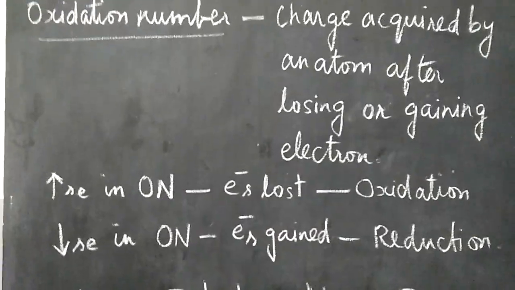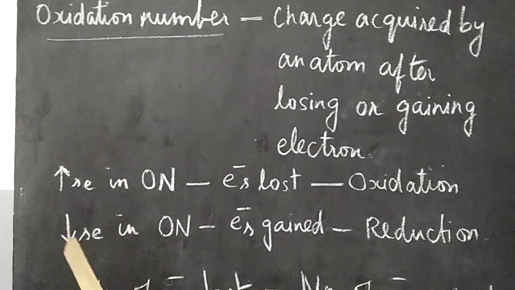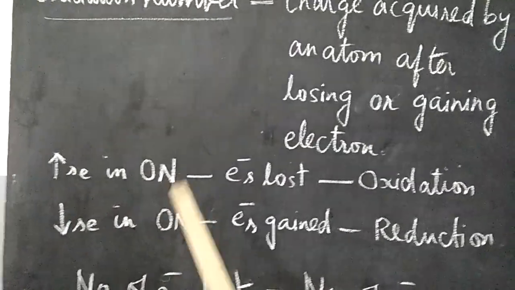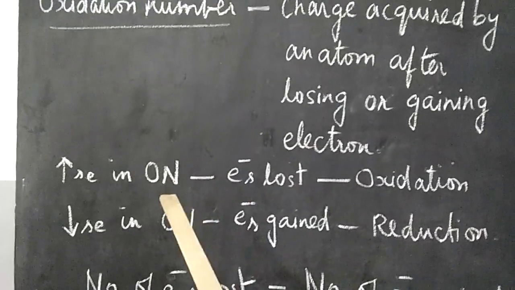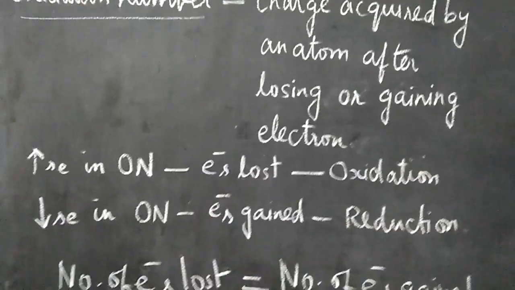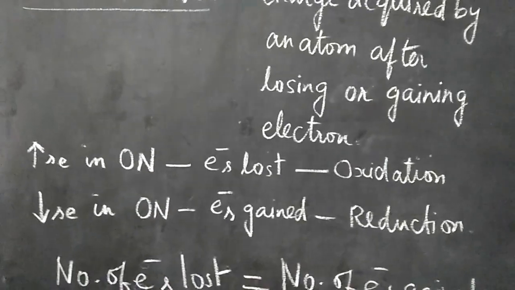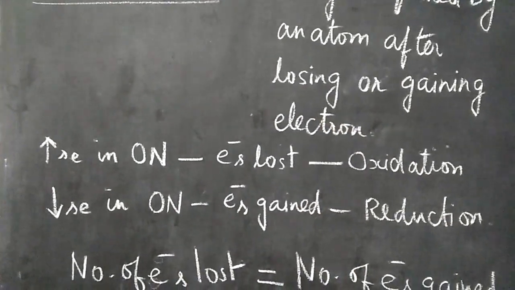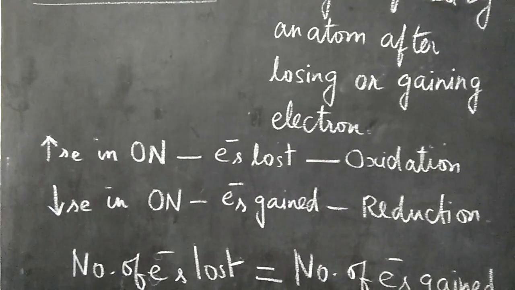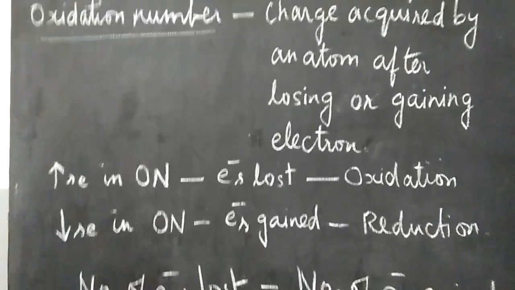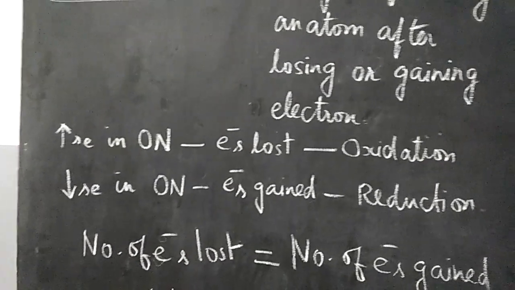In a reaction, the oxidation number of an element in its compound may increase or decrease. If there is an increase in oxidation number, there will be loss of electrons. Why? Because when the electrons are lost, it gets a positive charge. So naturally it is called increase in oxidation number. For an element in the elementary state, the oxidation number is 0.